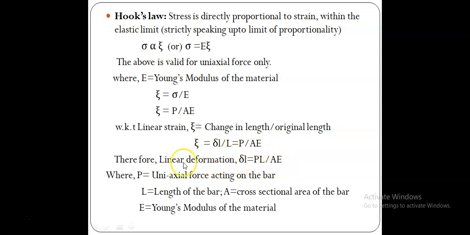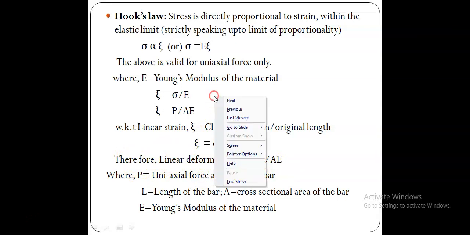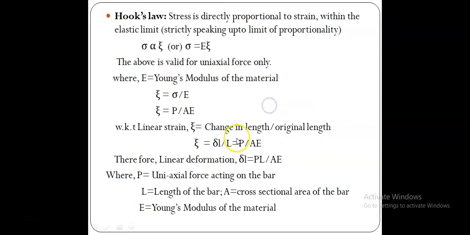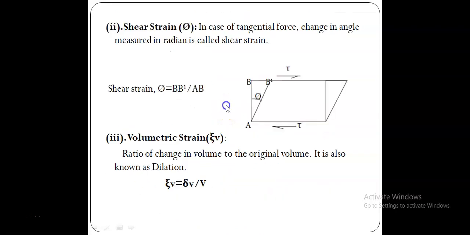What is del L? It is nothing but axial deformation. Suppose a bar is subjected to an axial load, this del L can be calculated using the relation PL divided by AE, where P is the uniaxial force acting on the bar, L is the length of the bar, A is the cross sectional area of the bar, and E is the Young's modulus of the material. So this is axial strain. So far we have discussed the axial strain.